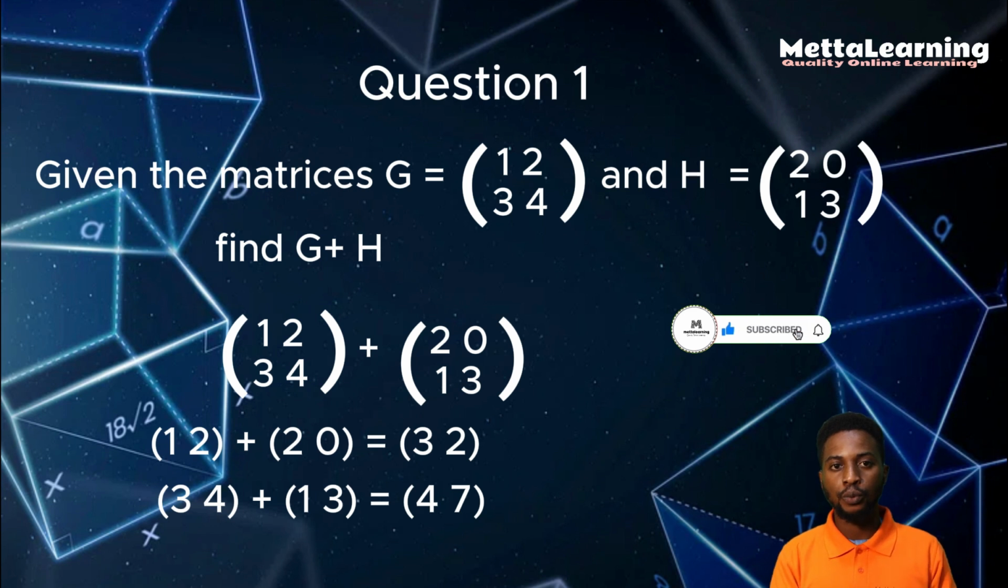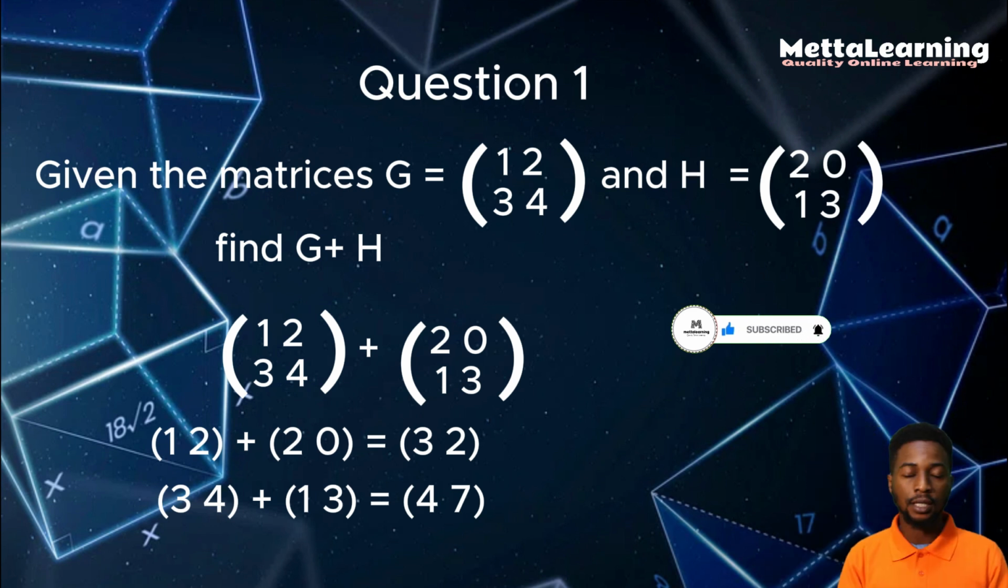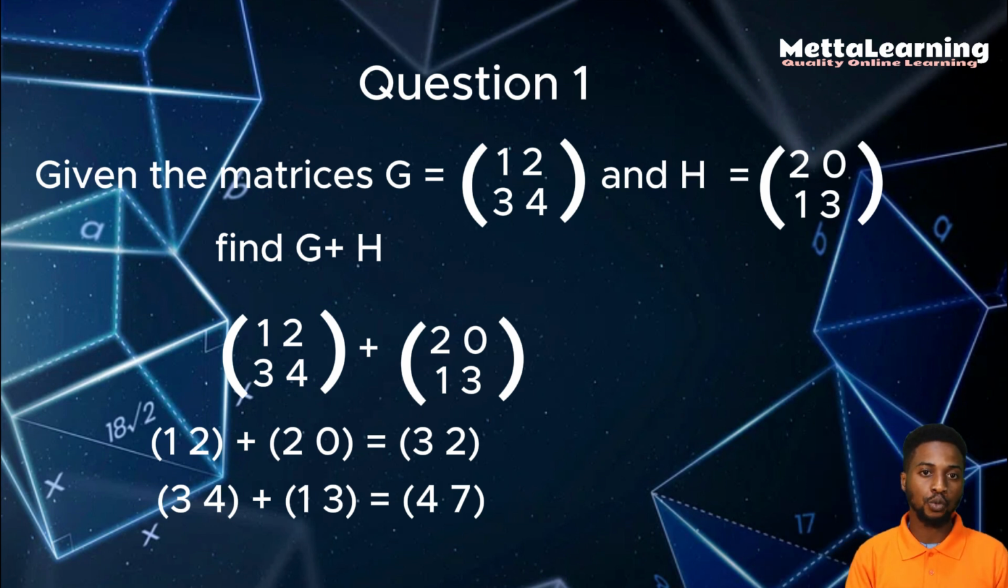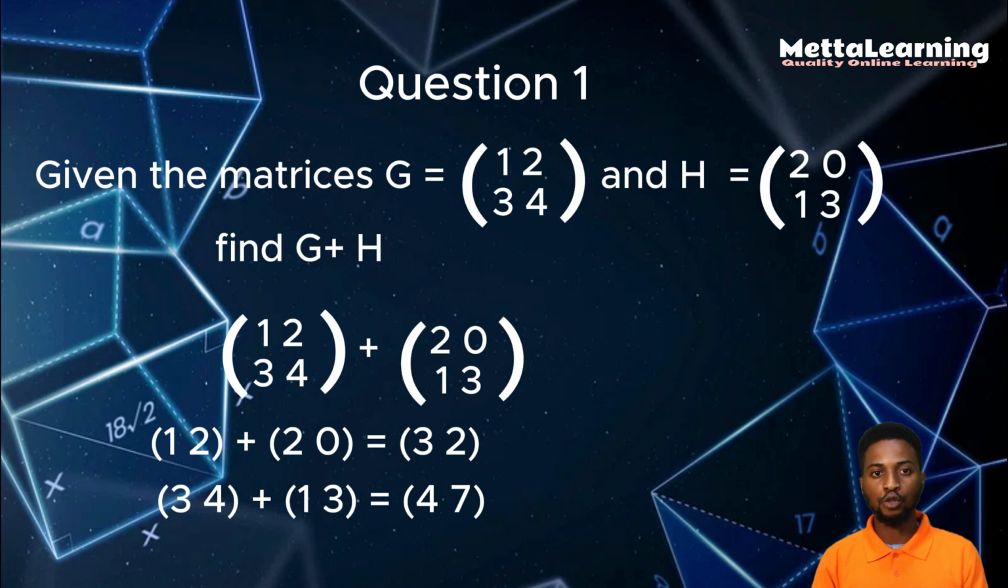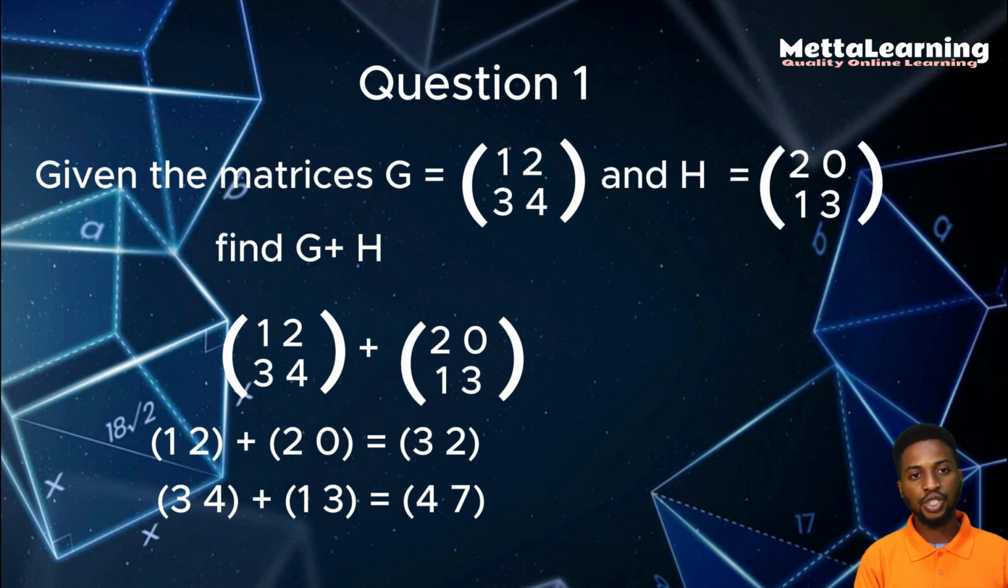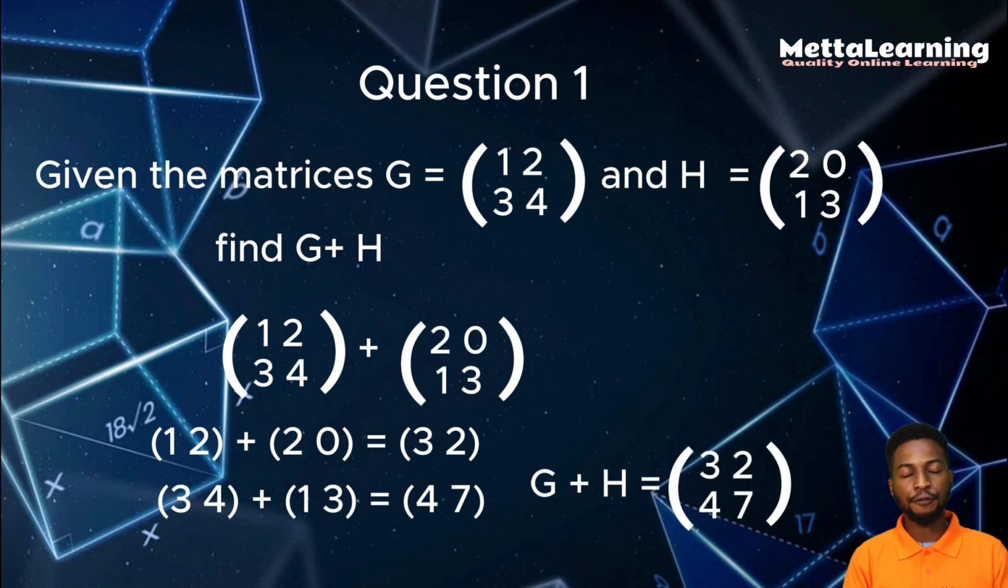The first row, we have 1 plus 2, so that will be 3. Next to it in the first row, we have 3 plus 1, and that will be 4. Then the second row, we have 2 plus 0, and that will be 2. And next to it in the second row, we have 4 plus 3, that will be 7. So matrix G plus H will give us 3, 4, then 2, 7, close bracket.